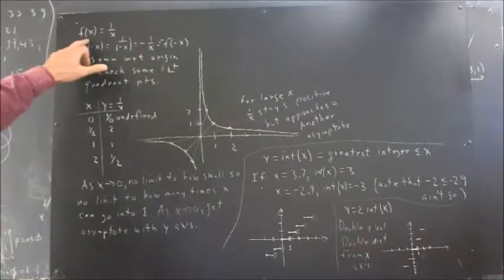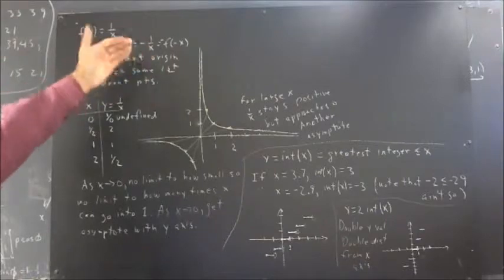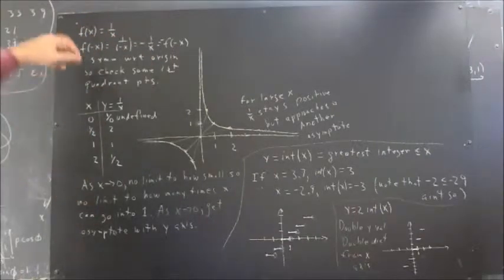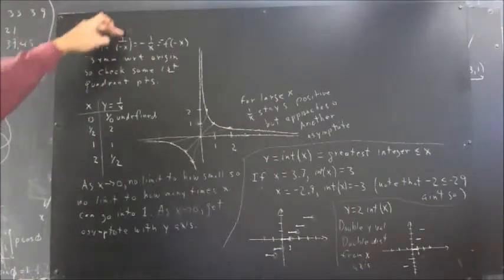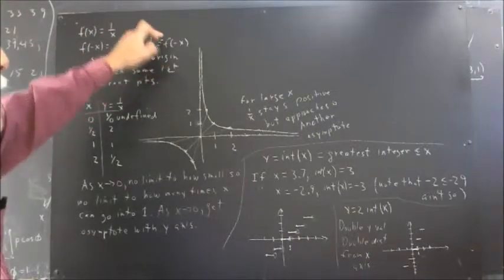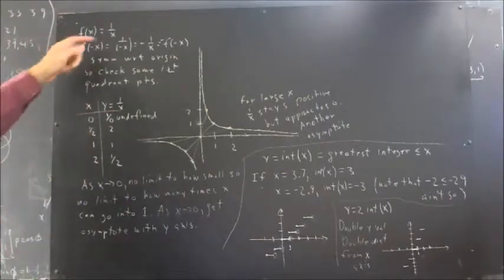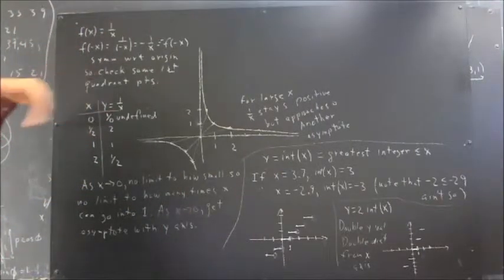Okay, we're going to construct the graph of f of x equals 1 over x. First thing we're going to do is check for symmetry. Well, f of negative x is 1 divided by negative x, which is negative 1 over x, and that's negative f of x.